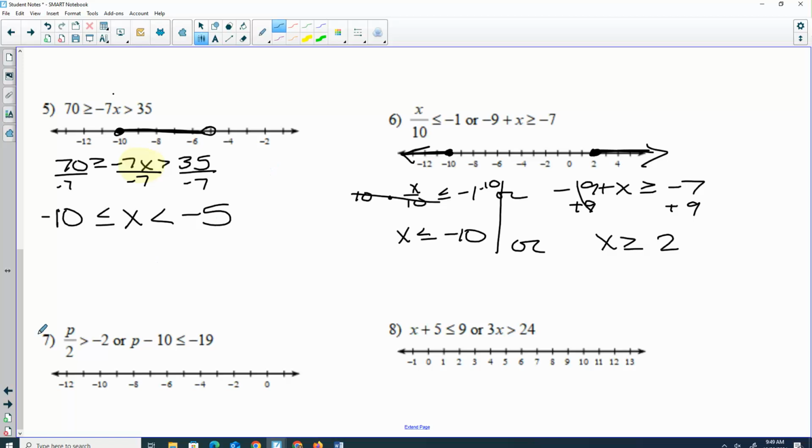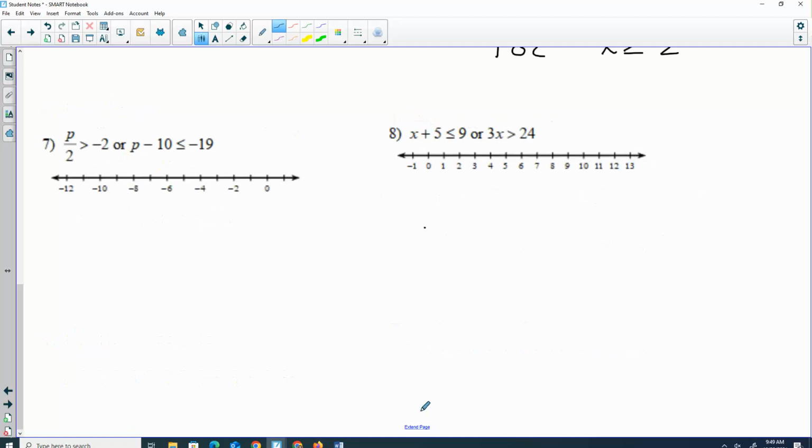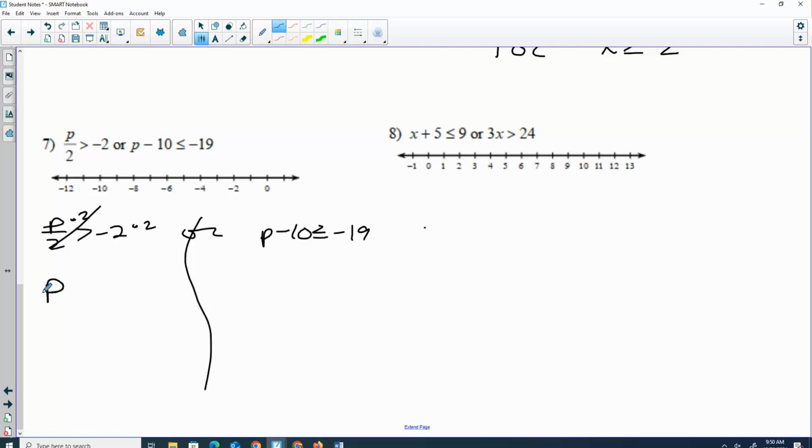All right, you guys are going to walk me through the next couple. So number 7. Holden, what would I do first? Times by 2. Will these overlap or go opposite directions? Noah, can you tell me? That would stay there. It doesn't flip the inequality because you multiply by a positive.